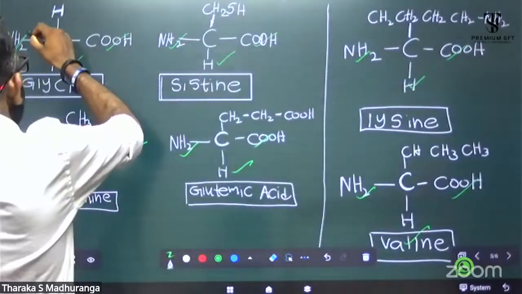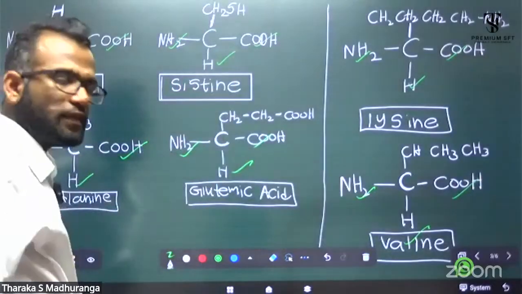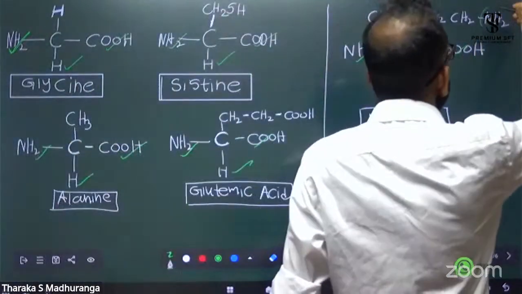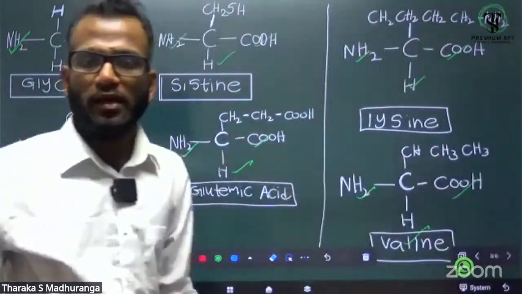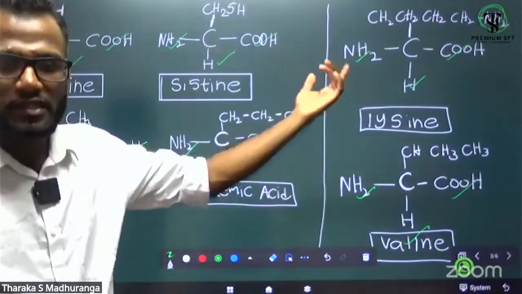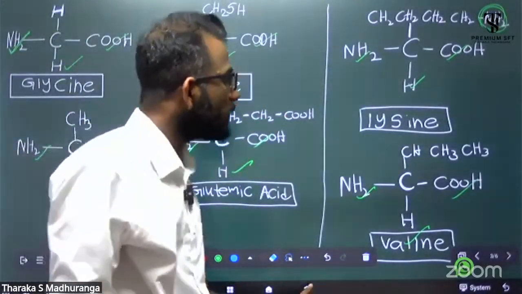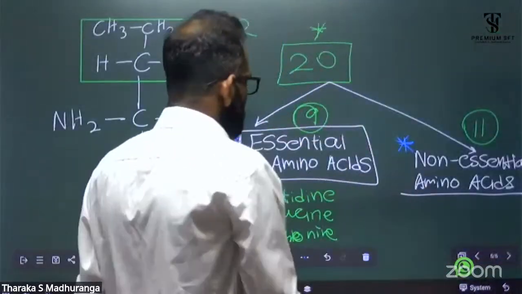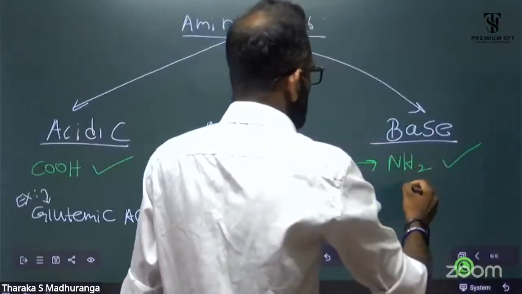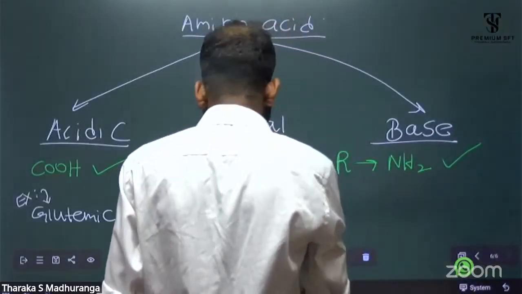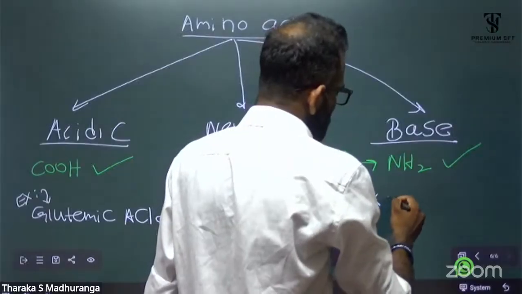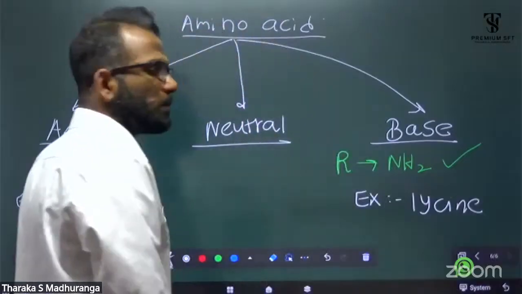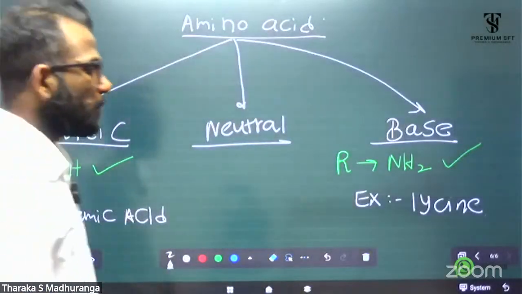They all have an amine group on the alpha carbon, but that doesn't matter. In the R carbon chain, if there is any additional amine group, that we call a basic amino acid. Lysine is an example of a basic amino acid.